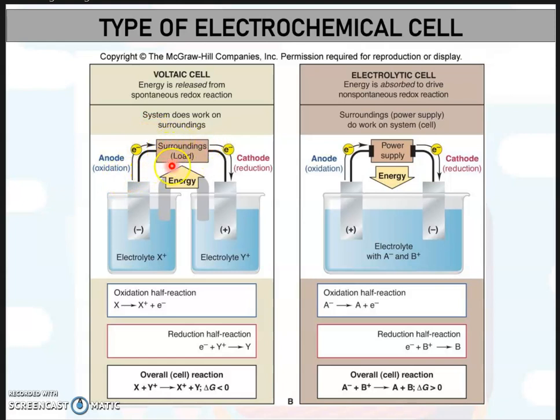So this is surrounding. This is electrode. This is anode. This is cathode. Anode is negative. Cathode is positive. Oxidation will happen at anode, reduction will happen at cathode.